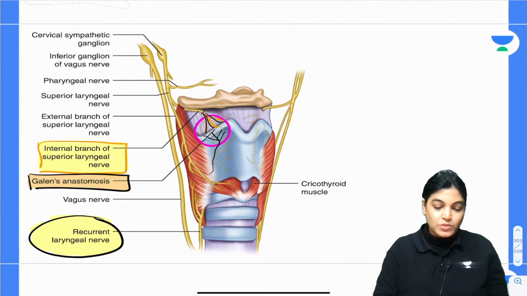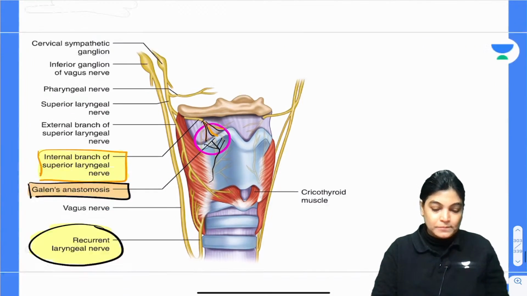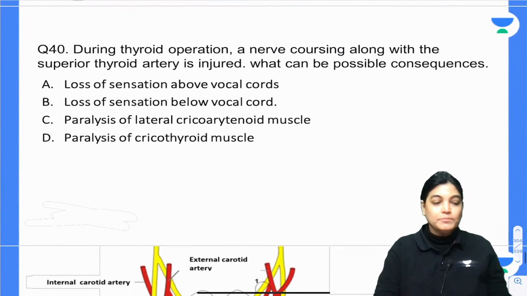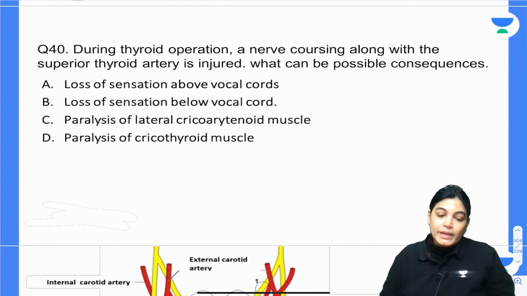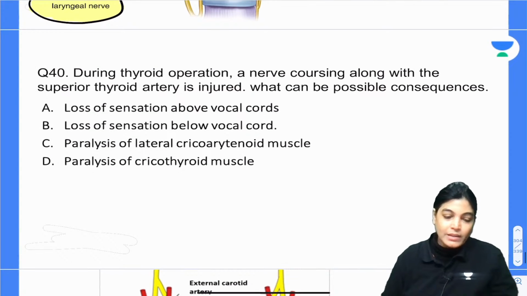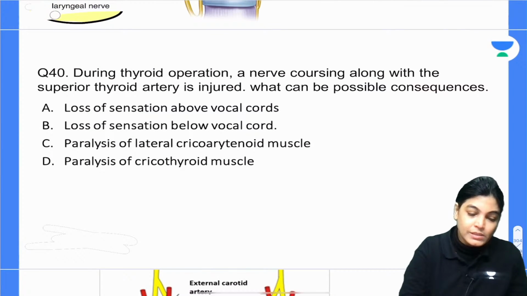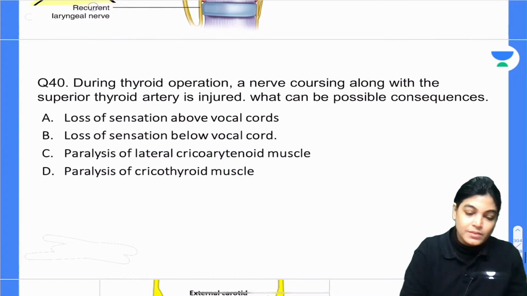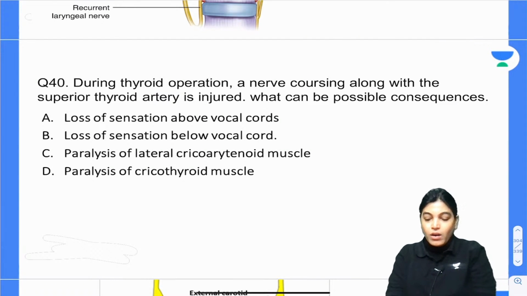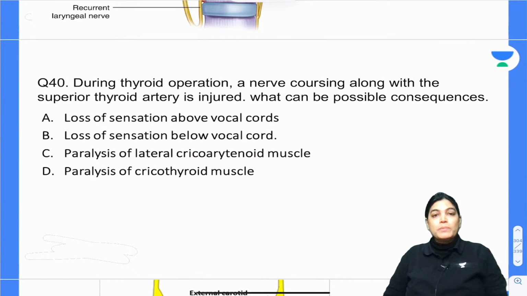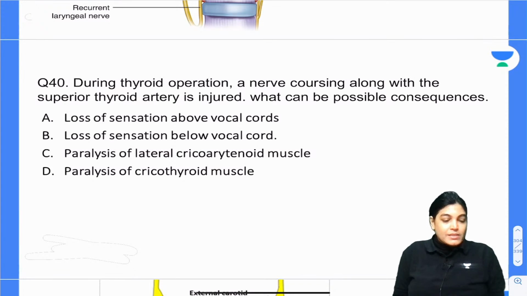Now let's move on to the next question, number 40. During thyroid operation, the nerve which is coursing along with superior thyroid artery is injured. What can be the possible consequences of this?